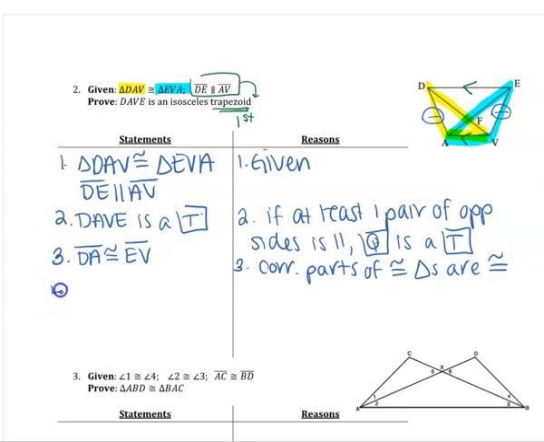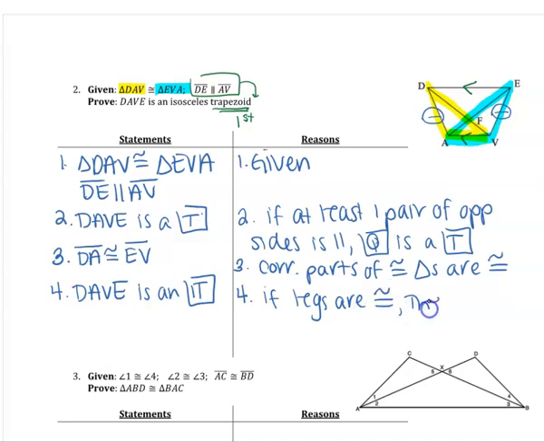All right, now that I've talked about everything I need to talk about as far as getting the legs and it's a trapezoid, I can conclude it's an isosceles trapezoid. Oops, I wrote that just like a regular name. D-A-V-E, Dave, is an isosceles trapezoid if legs are congruent. The trapezoid is an isosceles trapezoid. All right, and that's that one.